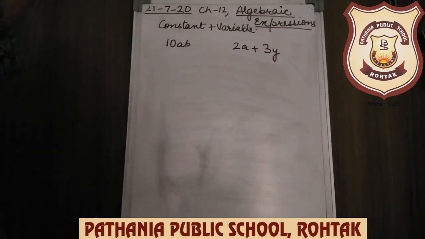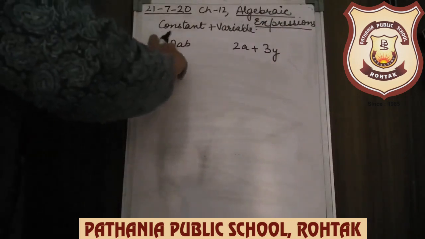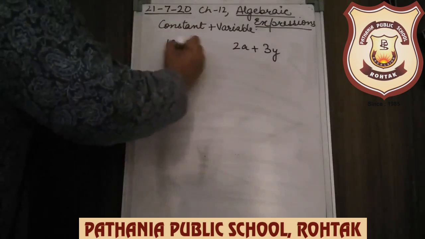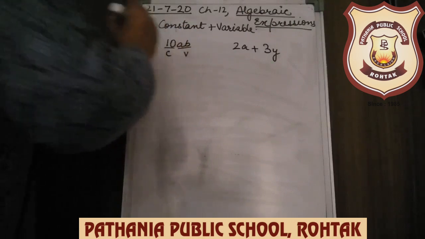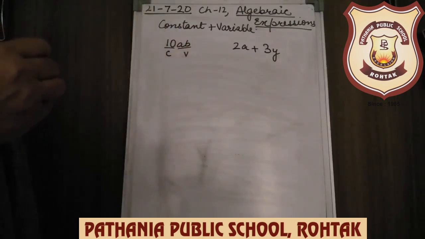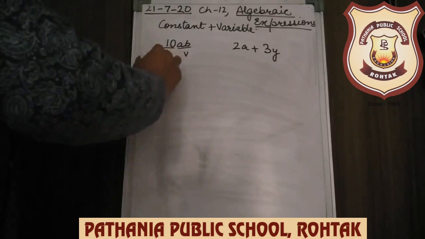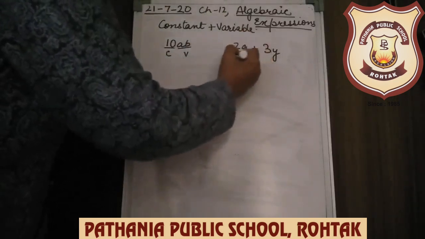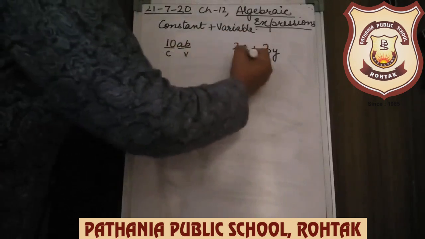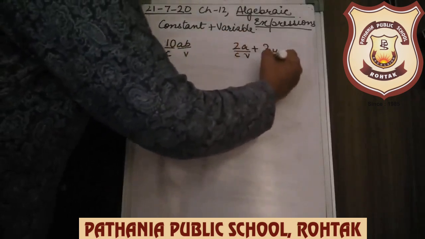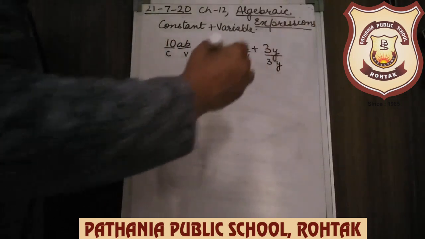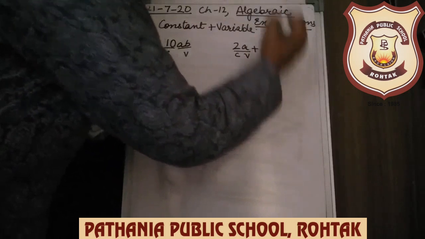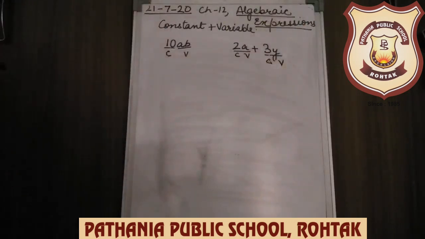I have just written two expressions. In 10ab, the variable part is ab and 10 is the constant part. I am writing C for that. Here in this expression 2 is the constant, a is the variable, 3 is the constant and y is the variable. Is this clear?